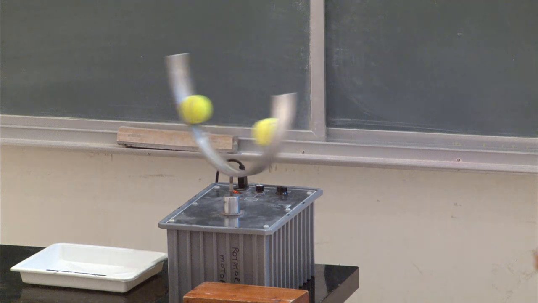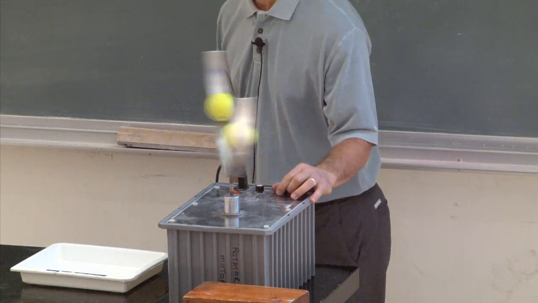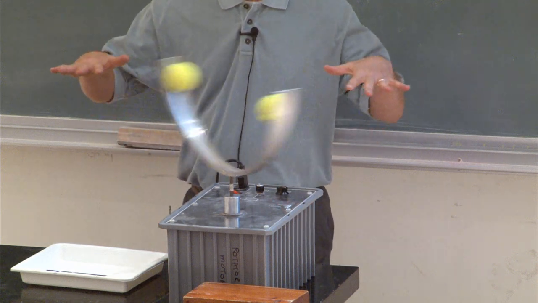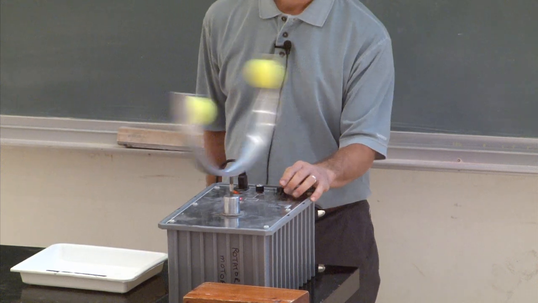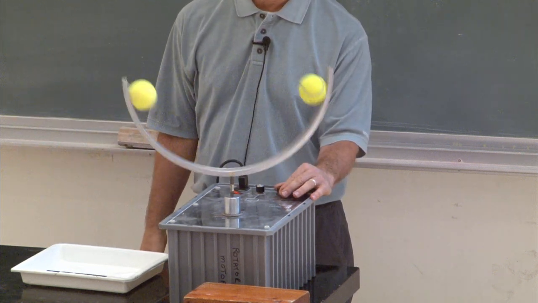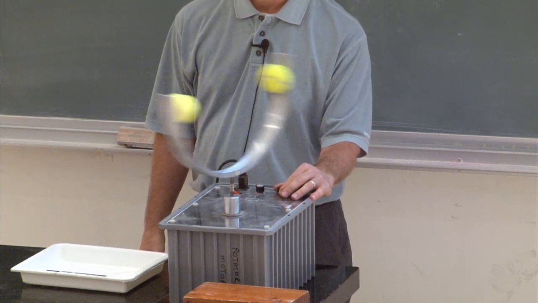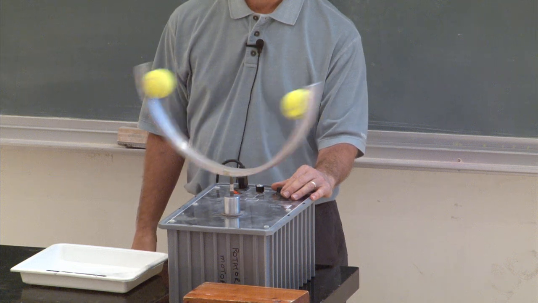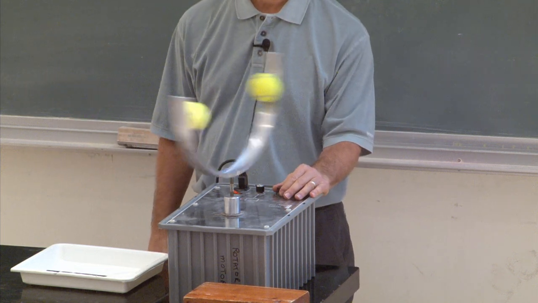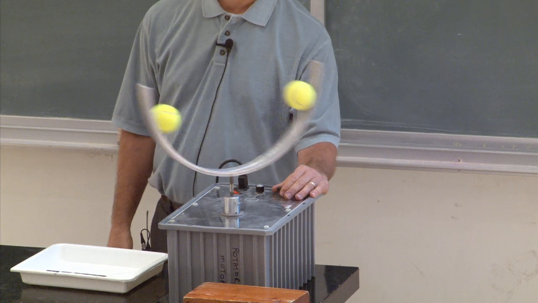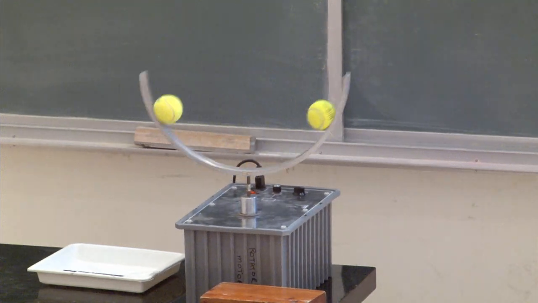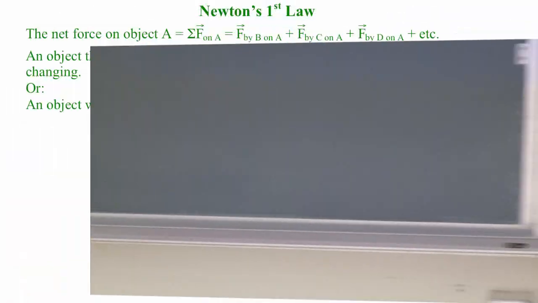There's also something tricky that you can probably guess. If I increase the speed here, what happens to the tennis balls? Well, they start to go up higher. I haven't changed the number of interactions. There's still only two things interacting with those tennis balls. If I slow it back down again, the tennis balls will drop down a bit. This tells you something about interactions.